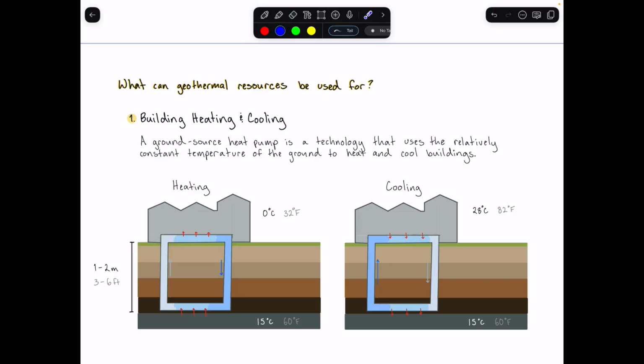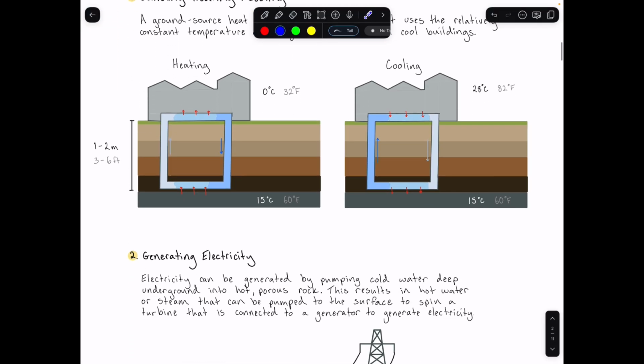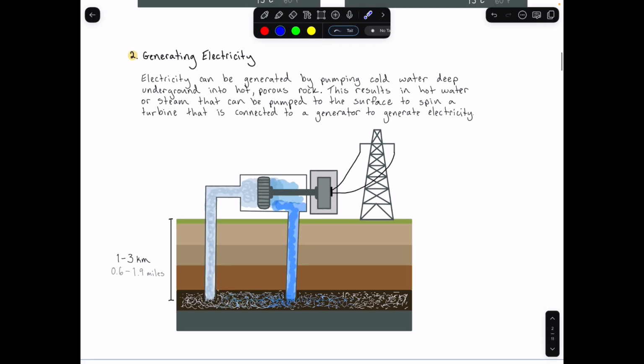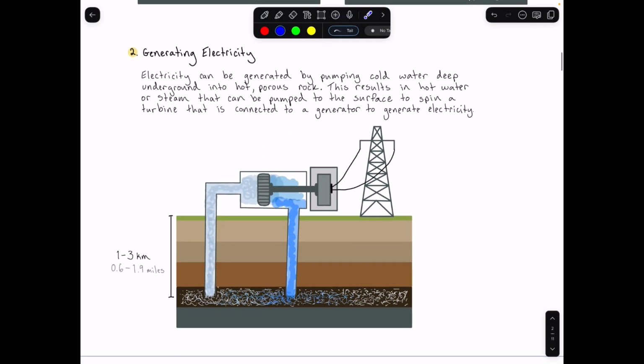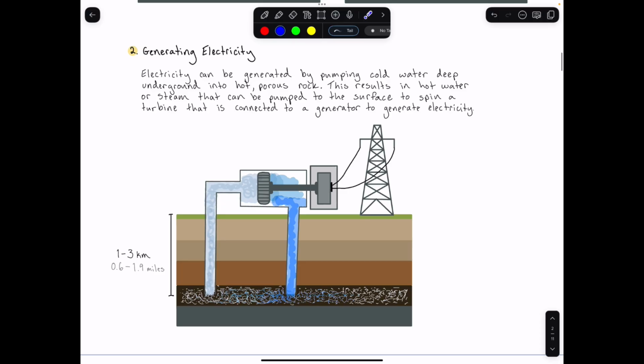So this is one of the examples of a geothermal resource. But the one that we're going to be talking about in this lecture is its application for generating electricity. A geothermal power plant generates electricity by using heat that's deep within the crust of the earth, heat that is permeating up from the mantle.